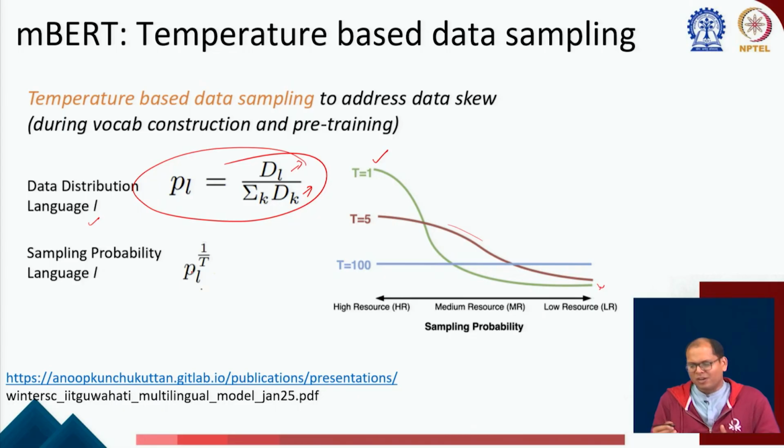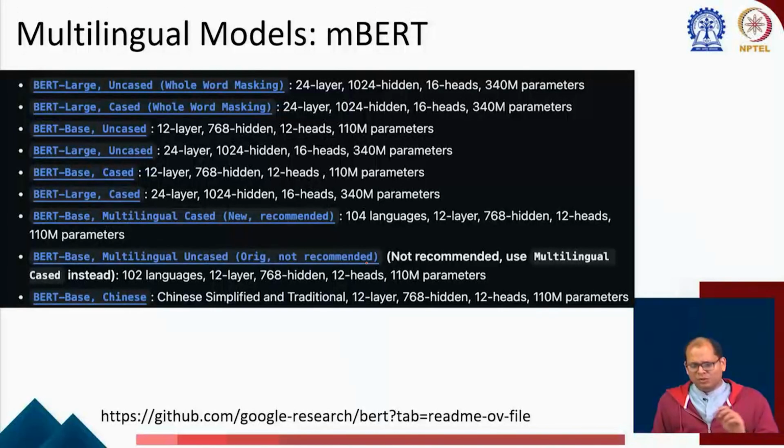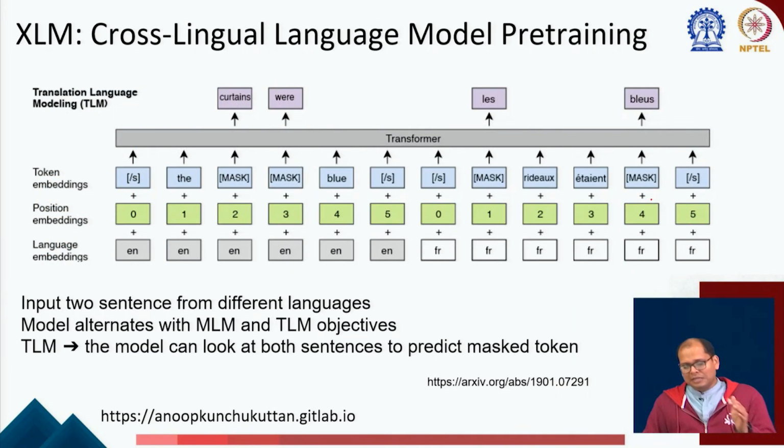So this is not desirable always. So you go for somewhere in between, right? And the same BERT repository actually lists this particular MBERT model that one can use for multilingual applications. Now after MBERT, a lot of efforts were done.